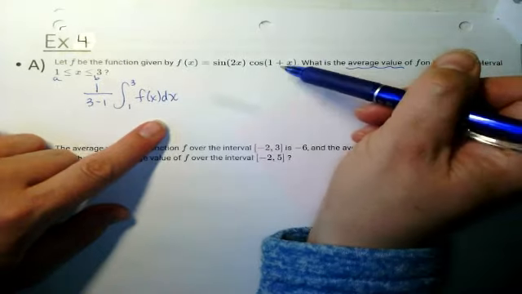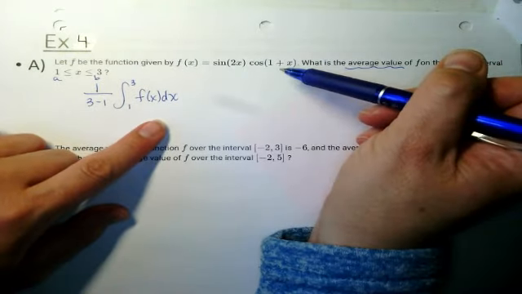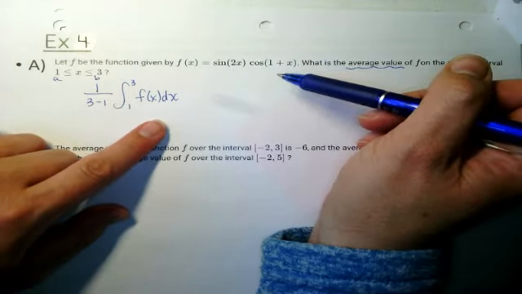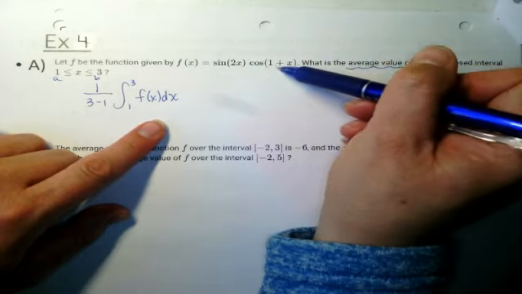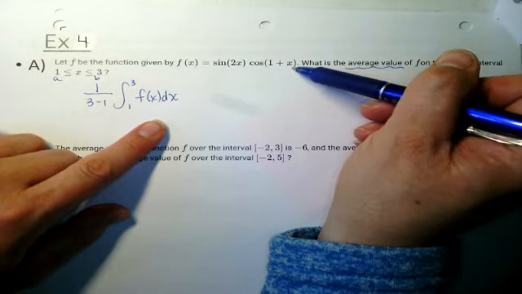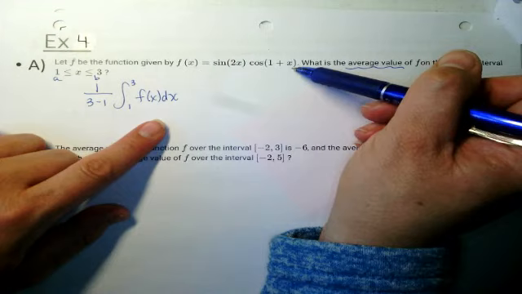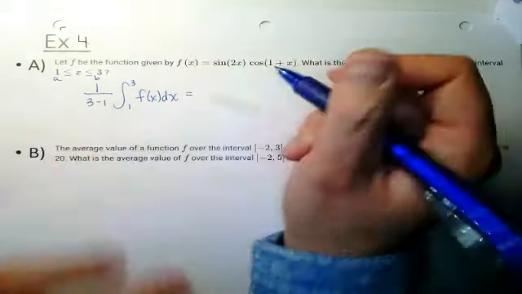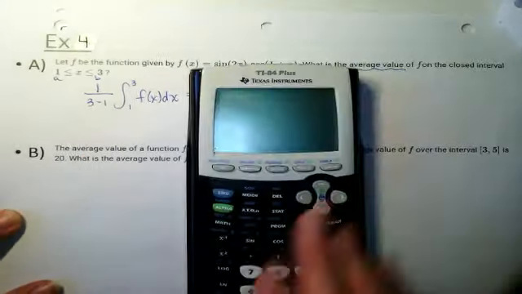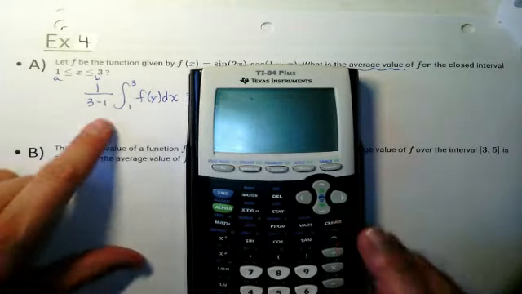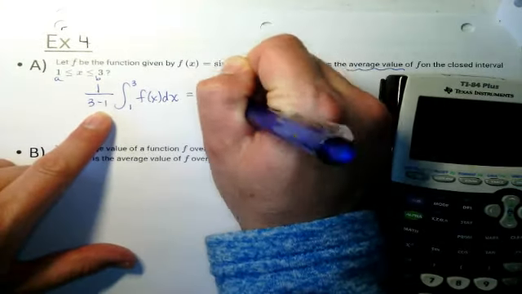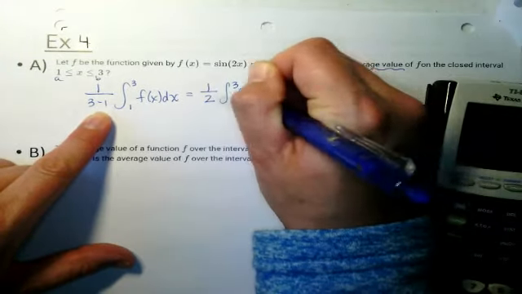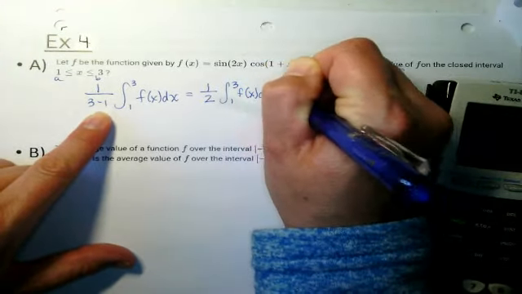And again, could you do this by hand? Well, let's see. The derivative of sine is cosine, but I don't know. I don't think so. I'm thinking this is definitely a calculator problem. So we are going to plug this into our calculator. So I have 1 over 2 times the integral from 1 to 3 of f of x dx.